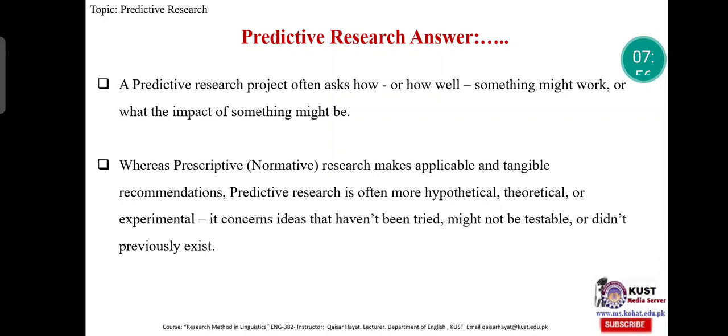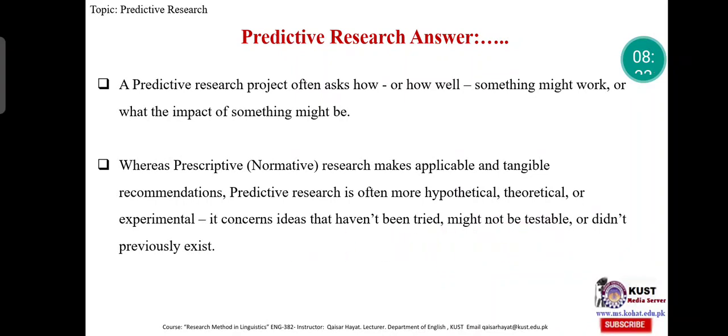Now, predictive research tells you about future occurrences, whereas prescriptive research, which is also called normative, makes applicable and tangible recommendations. Predictive research is often more hypothetical, theoretical, or experimental. It concerns ideas that haven't been tried, might not be testable, or didn't previously exist.